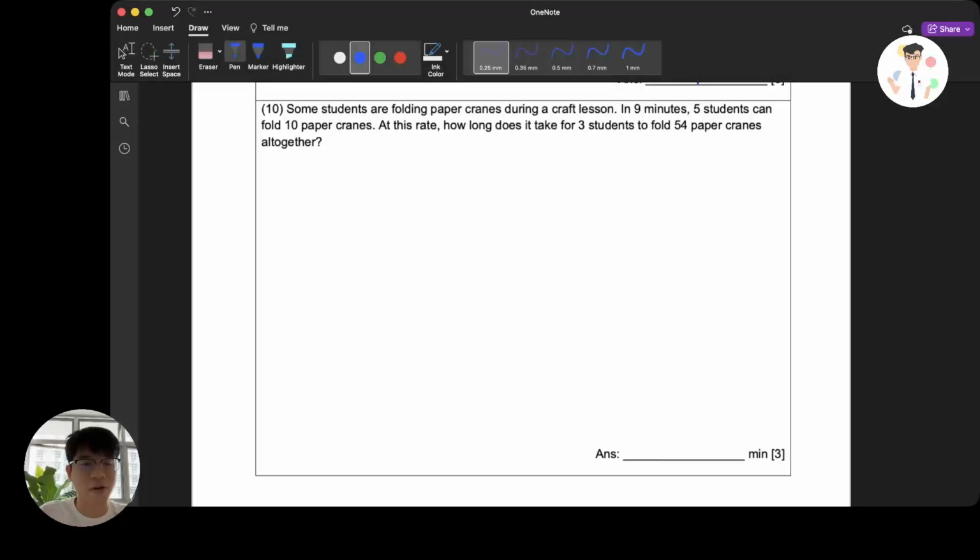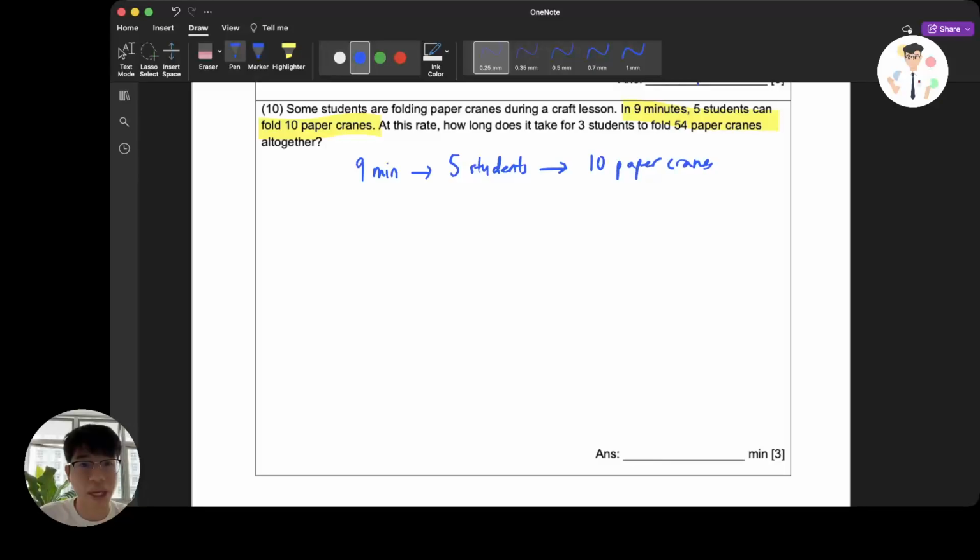Some students are folding paper cranes during a craft lesson. In 9 minutes, now this is the keyword, in 9 minutes, 5 students can fold 10 paper cranes. Wow, this will be a bit challenging because this actually involves quite a bit of things. 9 minutes, 5 students actually can fold 10 paper cranes.